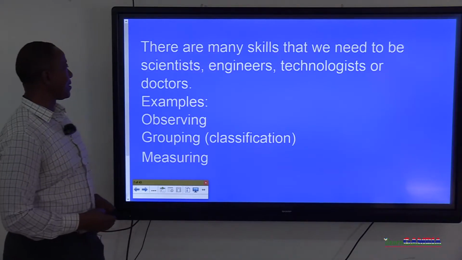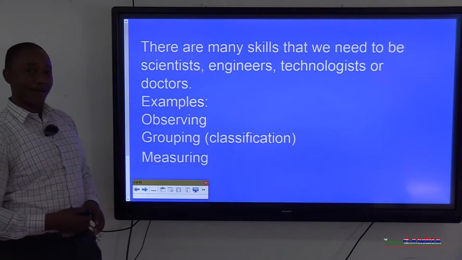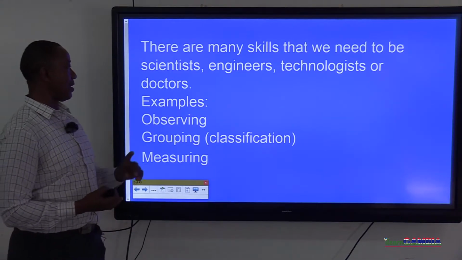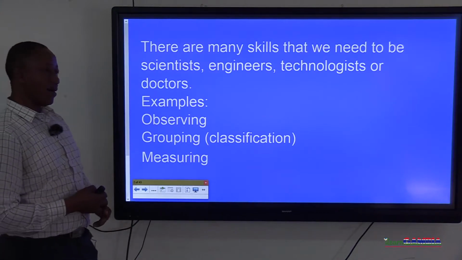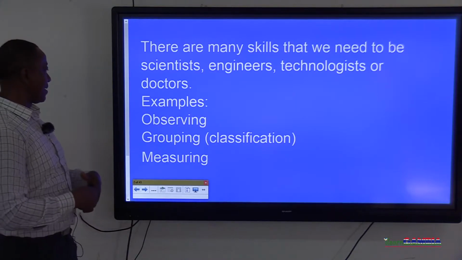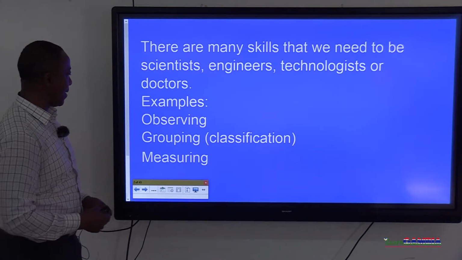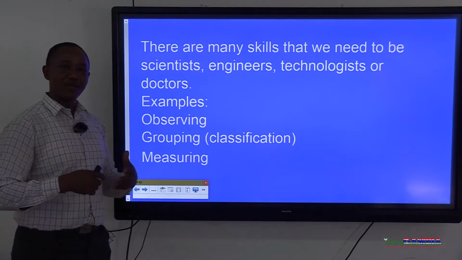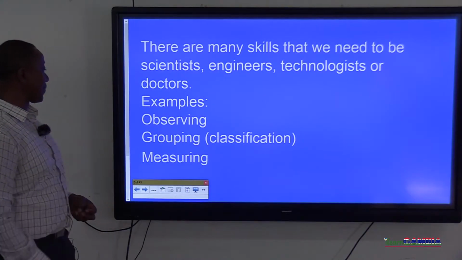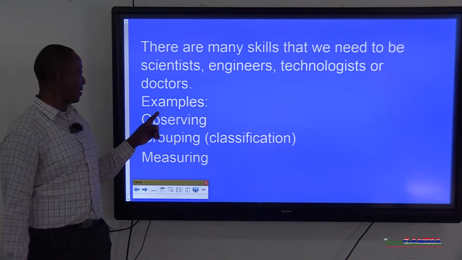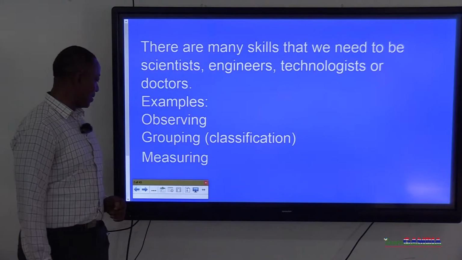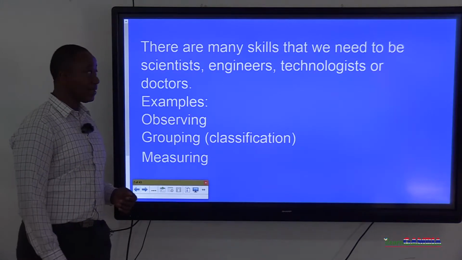And this time we want to look at some skills that are needed in science. We'll start with looking at the fact that there are many skills that we need as scientists, as engineers, as technologists, or even doctors. You must engage in these skills and practice them so you become very conversant with them, and then you can comfortably use them. For us here today, we want to look at observing, grouping or classification, and measuring.